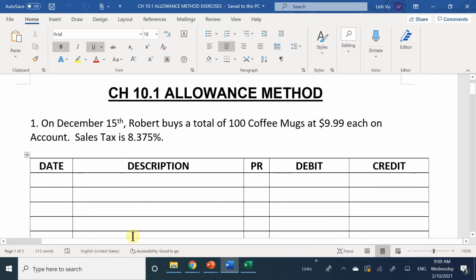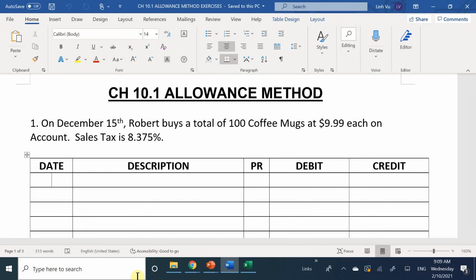All right, so here you go. Number 1. On December 15th, Robert buys a total of 100 coffee mugs at $9.99 each on account. Sales tax is 8.375%. Go ahead and do this one because again, in context, it's given this way. Okay, so good. The date is December 15th, and you said accounts receivable.